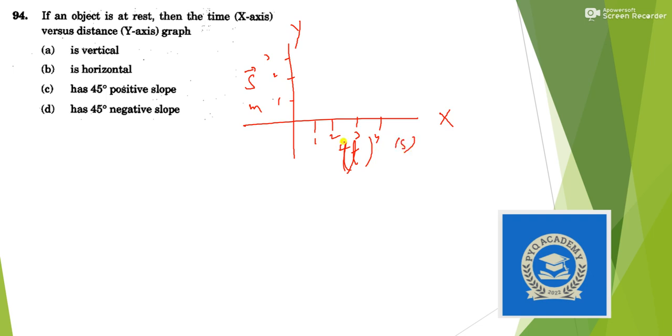So the object is at rest, that means for t equals 0 it is here, for t equals 1 it is here, for t equals 2 it is here. So you can see the graph will be a horizontal line. So answer is option B, not vertical, and it will not have any kind of slope. So answer is option B.